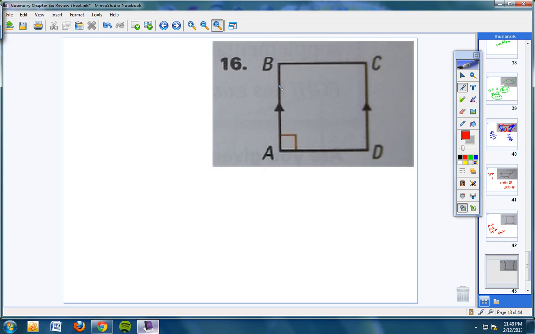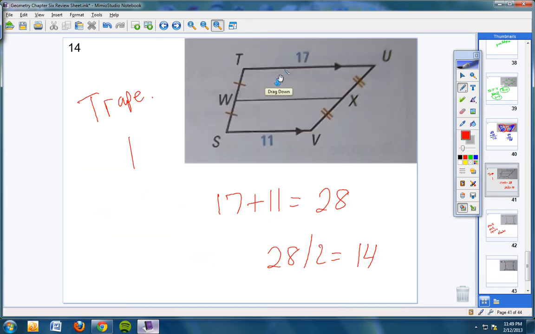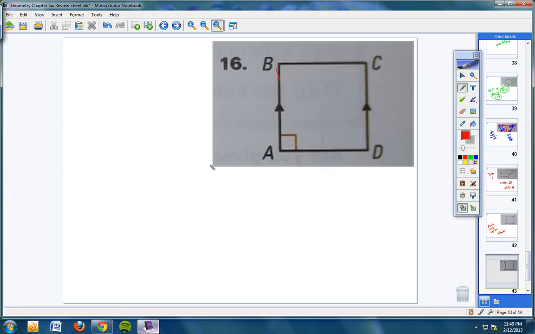Now be careful here. Okay, we know we have parallel. Okay, we know that this side here is parallel to this side here. So remember, guys, that means that when two parallel lines are cut by a transversal, their consecutive interior angles are supplementary. So if this is 90 right here, then this also has to be 90 right here.